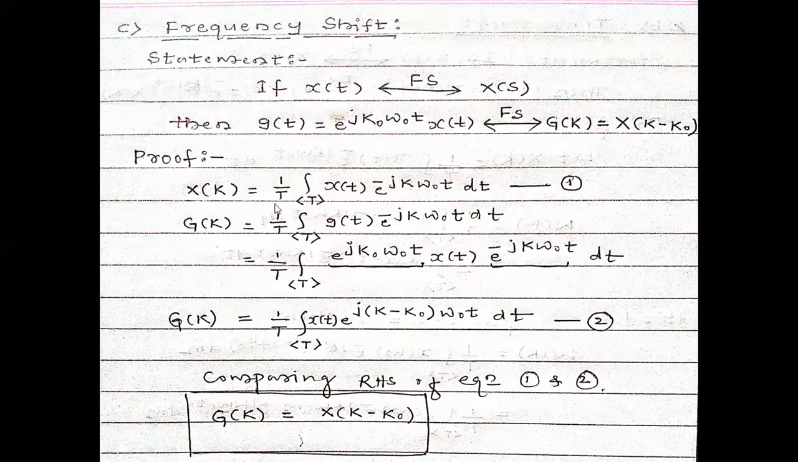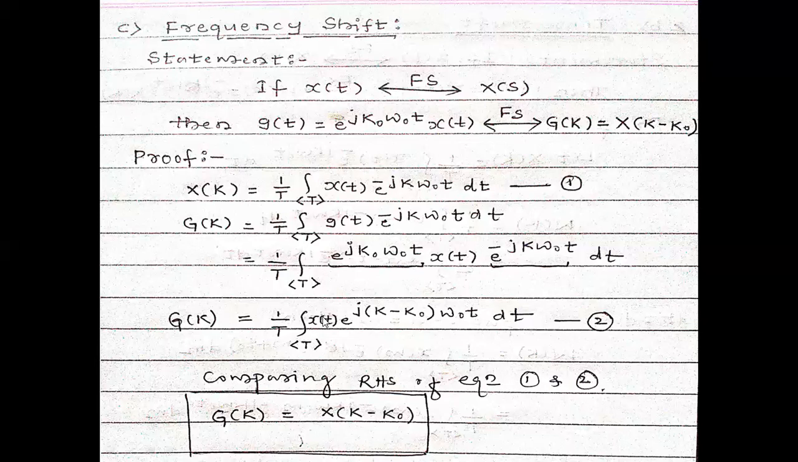So now let us prove this one. X of k is equal to 1 by T integration x of t e raised to minus j k omega naught t dt, right? So what is the output? G of k is there. Let me write the equation for G of k in terms of the input g of t. G of k is equal to, again, 1 by T integration g of t, the rest of the things are the same. Now let us substitute g of t. When I multiply x of t by this exponential signal, the whole thing is considered as g of t, and this g of t is e raised to j k naught omega naught t into x of t. That I have written here, and after that it has to be multiplied by e raised to minus j k omega naught t.